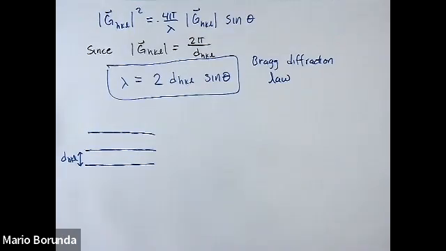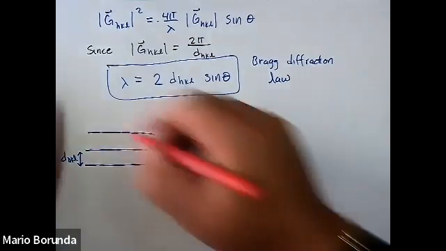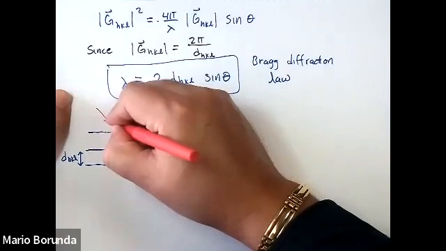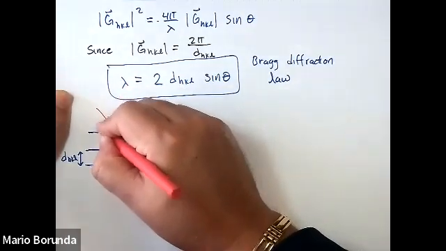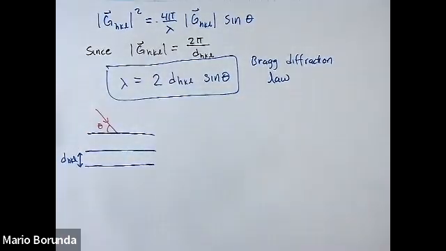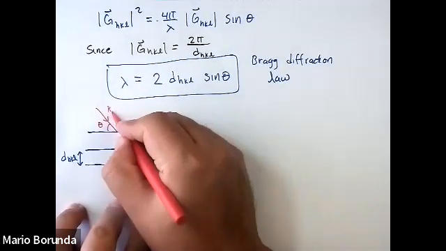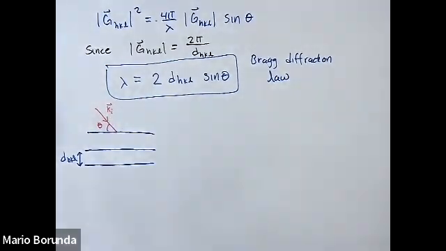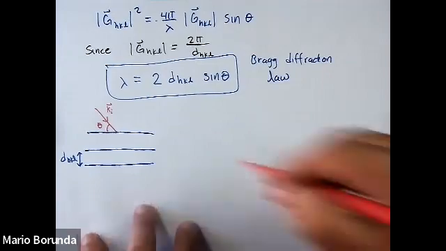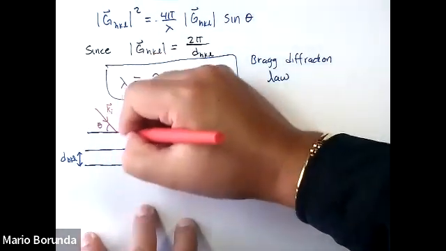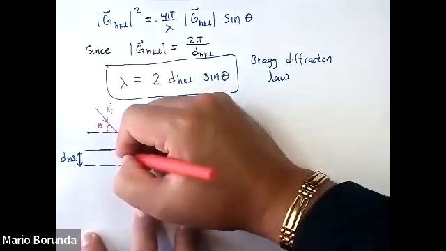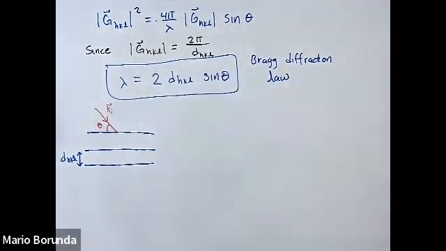We would have, let me use the same color as before, incoming radiation here. This is theta. So that's my Ki. Remember that the source of the radiation, whether it's X-rays or neutrons, is coming from far away. So we have, I'm gonna put it in the same point.